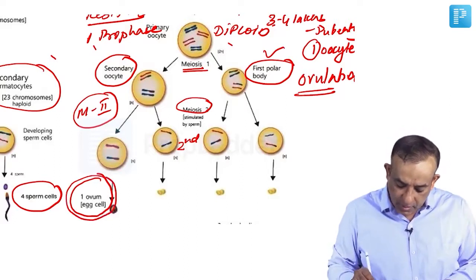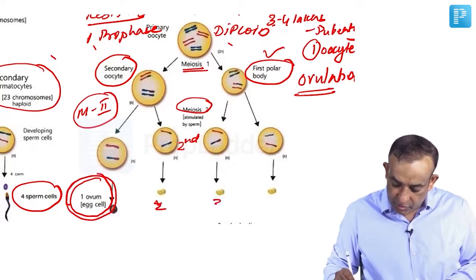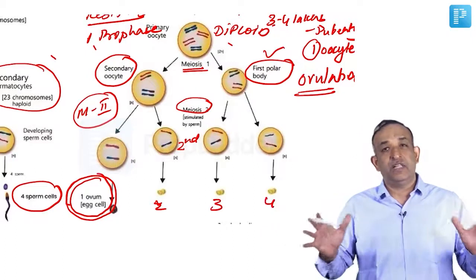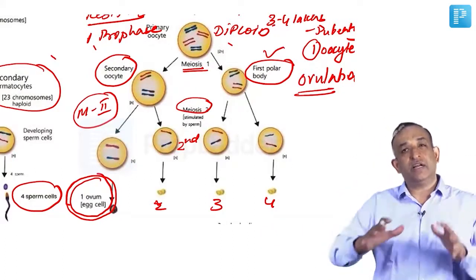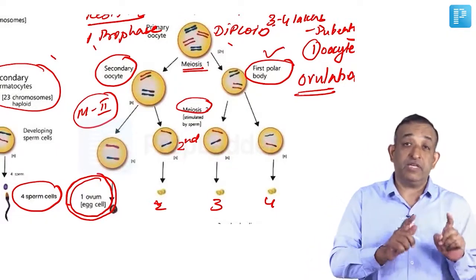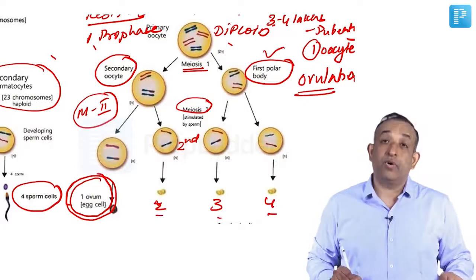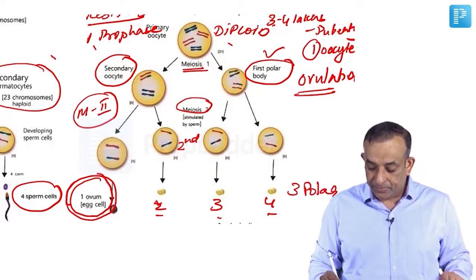That's why eventually there is one mature oocyte and 2, 3, 4, there are 4 genetic material parts. There are 4 parts made from the first oogonia stage, but the oocyte is only one mature, and then there are 3 polar bodies. All right, so let's not get confused about this anymore.